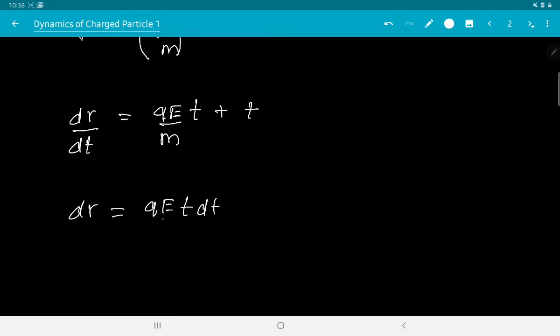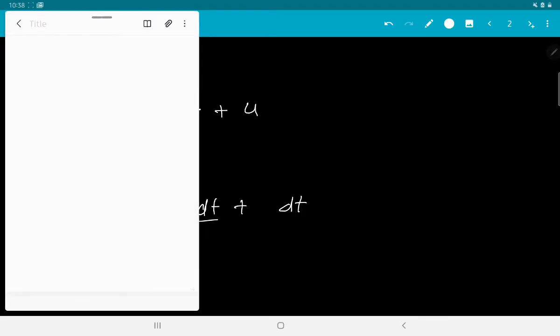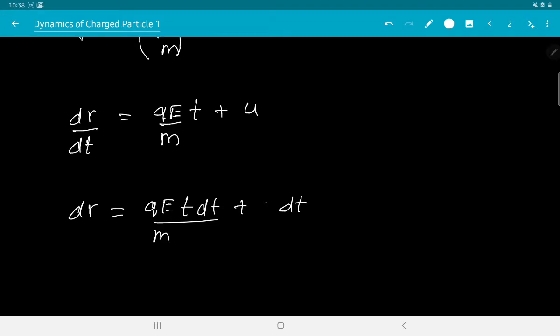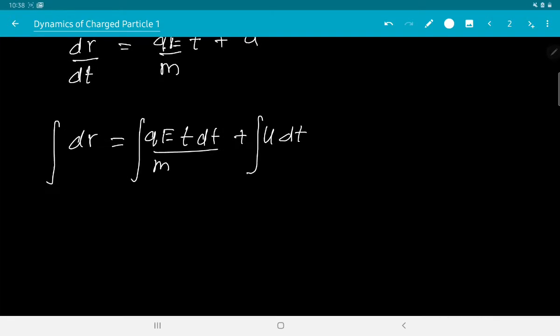Here we have u, that means we will have u plus u into dt. Again we will integrate on both the sides. Integration of dr will give you r. Integration of this, that means QE by m is constant. You will be integrating t into dt, plus u is constant. The initial velocity will be constant.